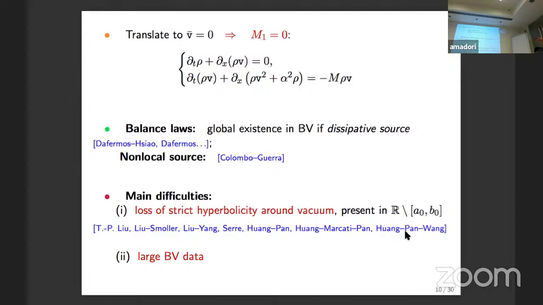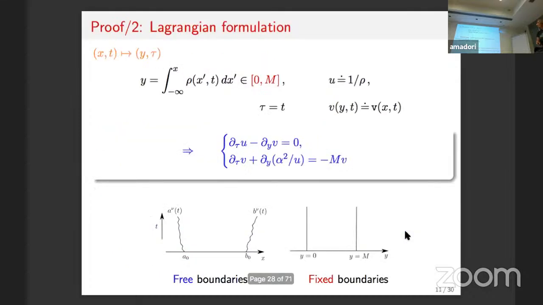And at this level, let me mention contributions by several authors in different aspects of these models, such as the propagation of the compressible flow in the vacuum. Let me mention these results, and I will be more specific later about our interpretation of this evolution. Another difficulty is that we consider large data. Our assumption is that the initial data has finite total mass, positive mass. Okay, so let me go on.